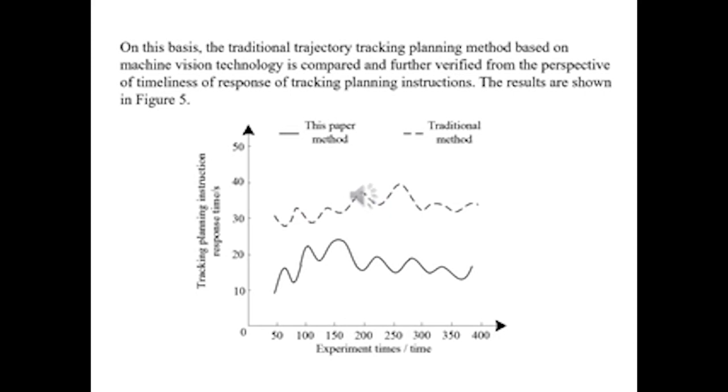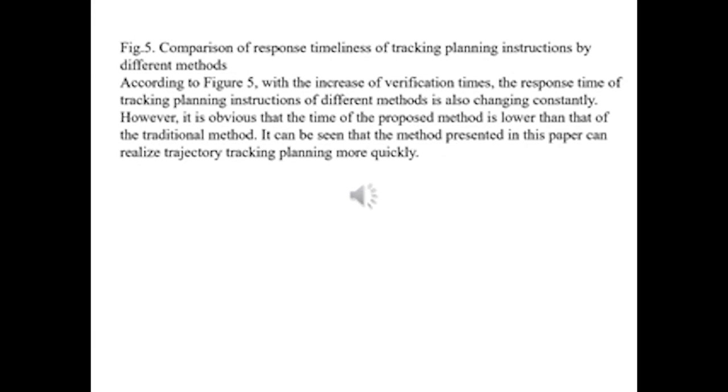On this basis, the traditional trajectory tracking planning method based on machine vision technology is compared, and the method is further verified from the perspective of timeliness of response of tracking planning instructions. The results are shown in Figure 5. According to Figure 5, with the increase of verification times, the response time of tracking planning instructions of different methods is also changing constantly. However, it is obvious that the time of the proposed method is lower than that of the traditional method. It can be seen that the method presented in this paper can realize trajectory tracking planning more quickly.